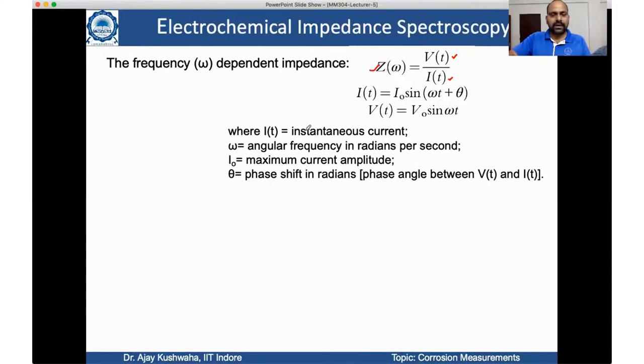The values I already told you. It is the instantaneous current, omega is the angular frequency in radians per second, I0 is the maximum current amplitude, and theta is the phase shift in radians between Vt and It.